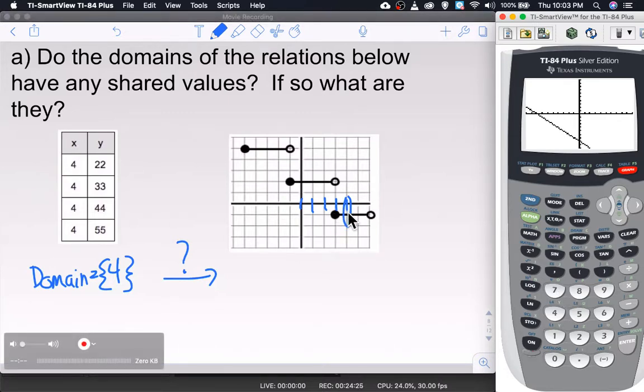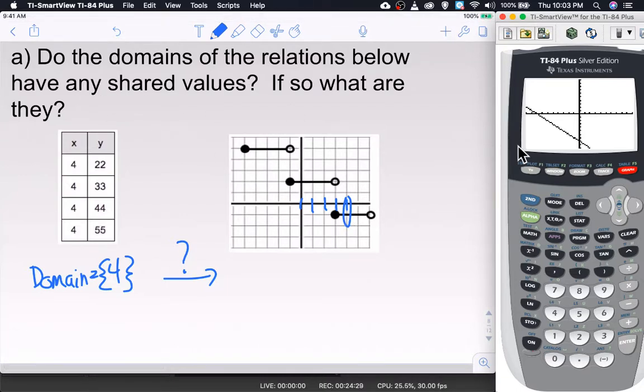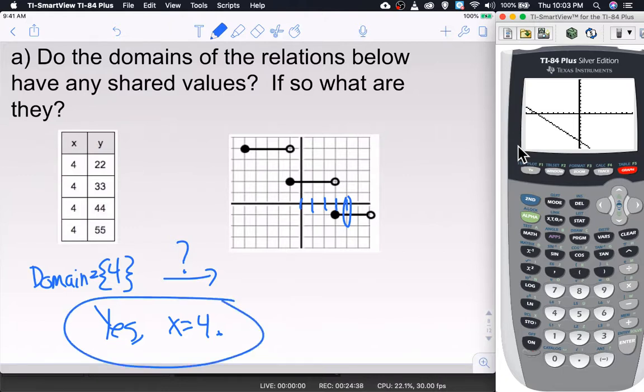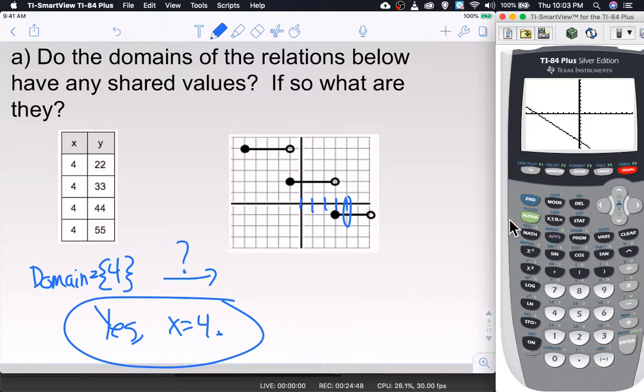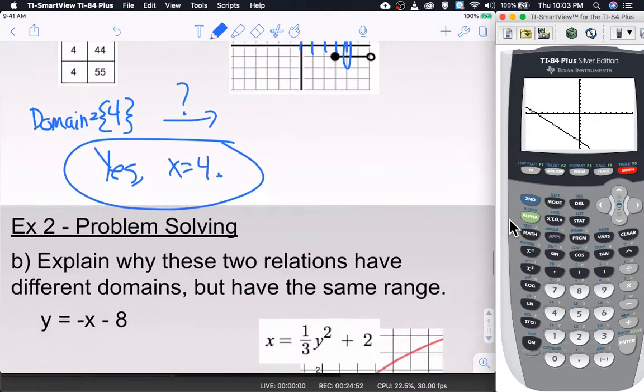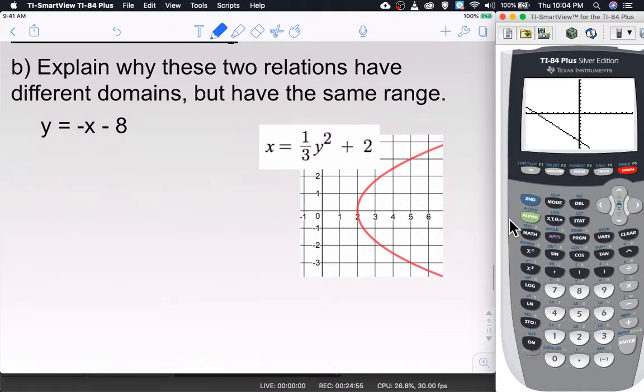They share a domain value of 4. This exists at 4. Do they share any values? Yes, when x equals 4. I don't think we need braces around that one. That is the one point that they share. They don't share anything else. He only exists at 4. He exists at more places, but they share the number 4. It's just the x values. That's the domain.